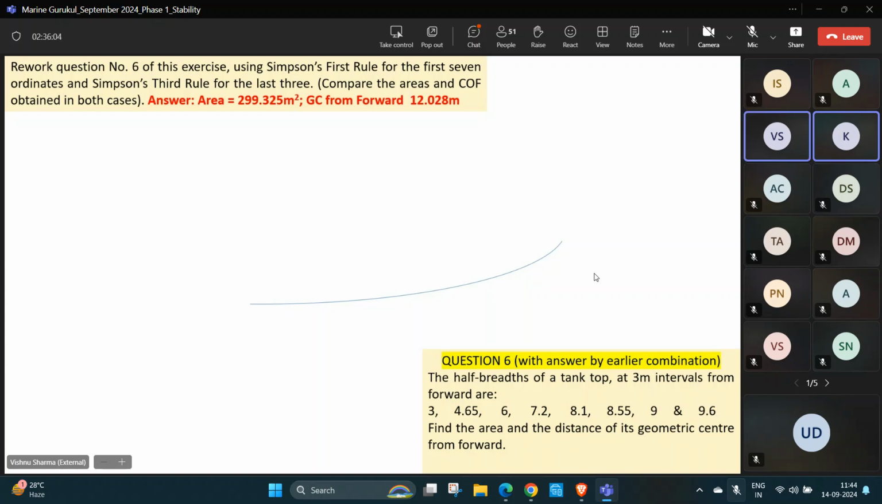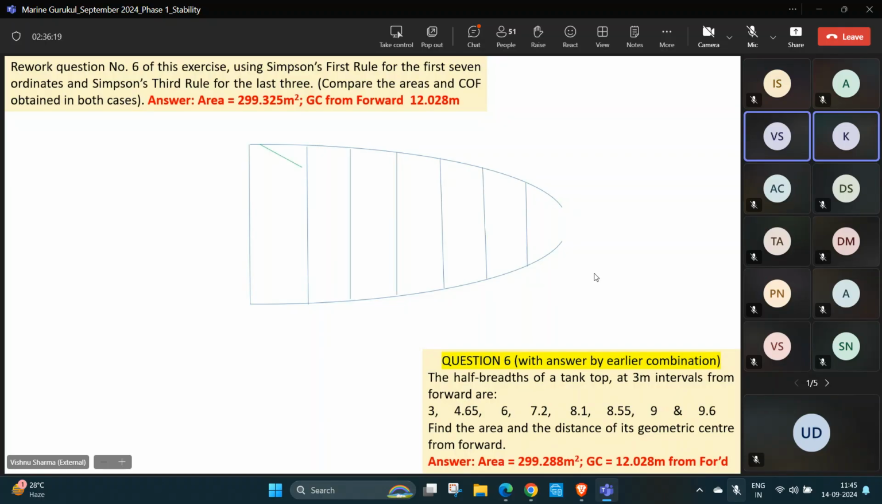Let me make the diagram for you of the tank. We have already made the diagram in question 6, so I'm repeating the same diagram here. And these are the answers as per question number 6, what has come here. So this is the tank top. It has these 6 ordinates. Starting from forward, since they are half breadths, they have been doubled up. Dhiraj, whose mute is it, please mute, beta. Yes, thank you. These are the ordinates.